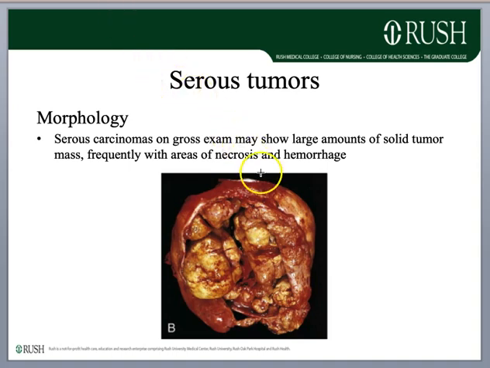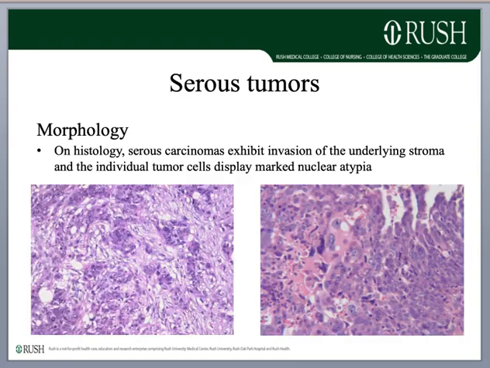Finally, serous carcinomas are more solid than they are cystic and show large nodular solid areas and frequently have areas of hemorrhage and necrosis. There's a yellowish area typical of necrosis, and these reddish areas show hemorrhage. And then this is reflected at the microscopic level as well. So serous carcinomas show evidence of stromal invasion and often display marked nuclear atypia with numerous mitoses and even atypical mitotic figures.